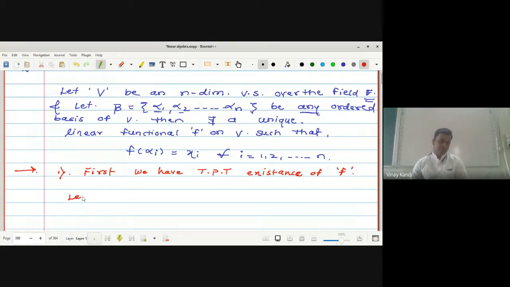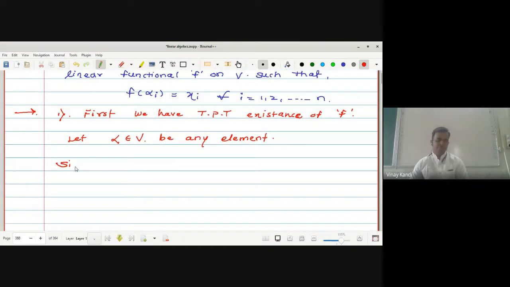Now look at here. Let alpha belong to V, be any element from the vector space V. Now since beta is the basis of V over F, beta, that is alpha 1, alpha 2, up to alpha n, is an ordered basis of the vector space V over F. Then the element alpha we can write as a linear combination of alpha 1, alpha 2, up to alpha n.